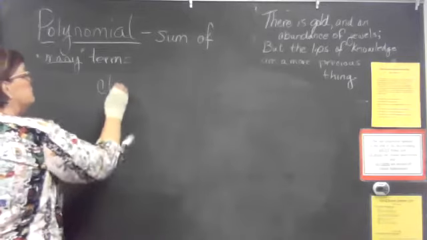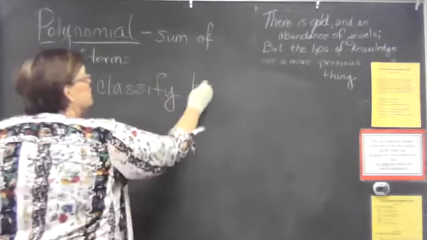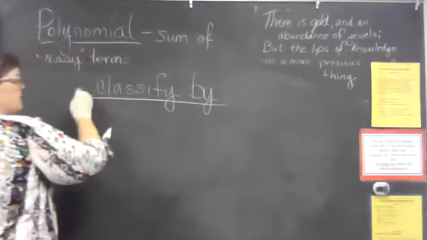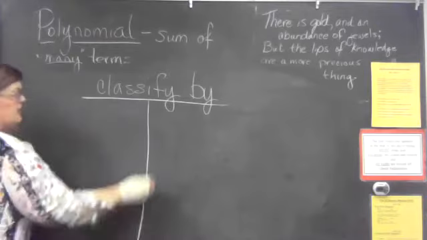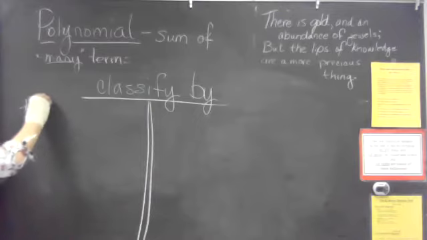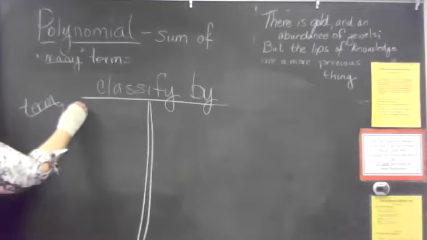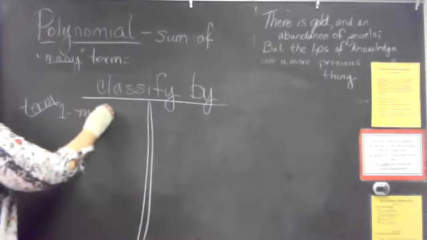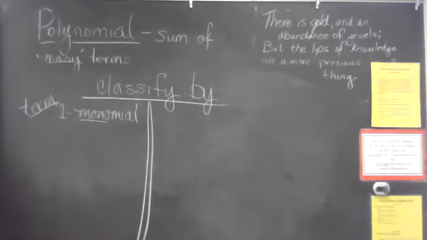So if they ask you, they're going to ask you to classify by. Now, there are two different ways you can classify. You can classify by term. If there's only one term, it's called a monomial. You can remember these because mono means one. Monomial, one term.